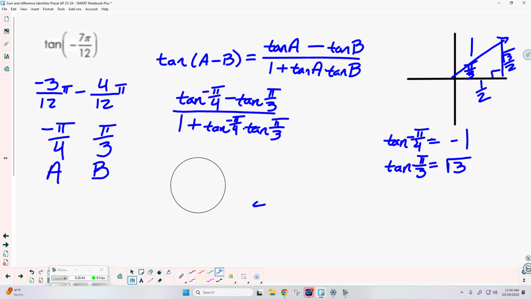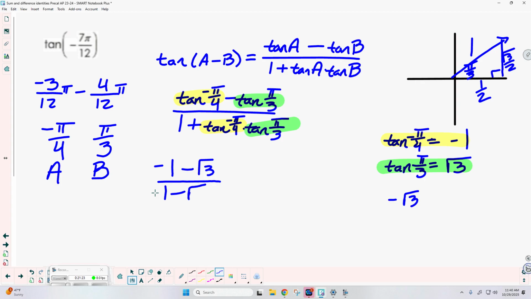Okay. Now we can plug in and start our algebra. So everywhere I have a tangent of negative pi over 4, I'm going to replace that with -1. And every tangent of pi over 3, that's going to become a root 3. Okay, now it's just substitution. We're going to replace those. Okay, so I've got a -1 minus the square root of 3 over, then down below, I know it says 1 plus, but remember, -1 times the square root of 3, that's a negative root 3. So I can either say plus the negative, or I'll just go ahead and say minus root 3.